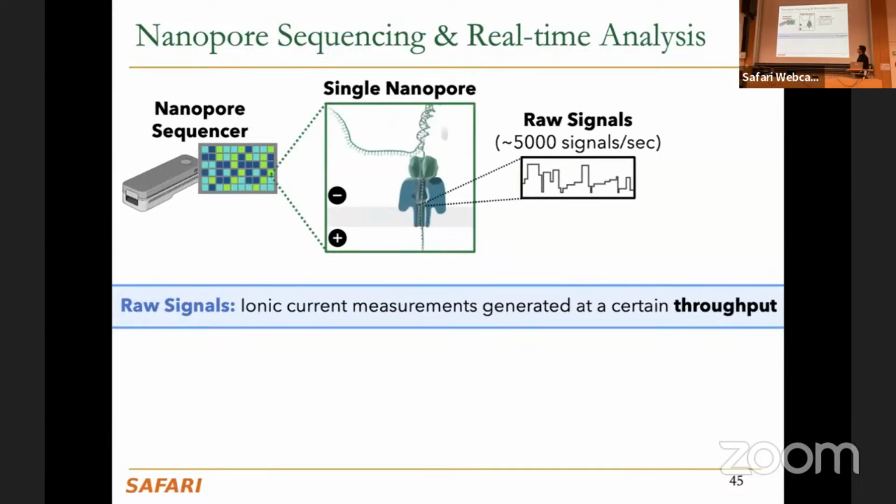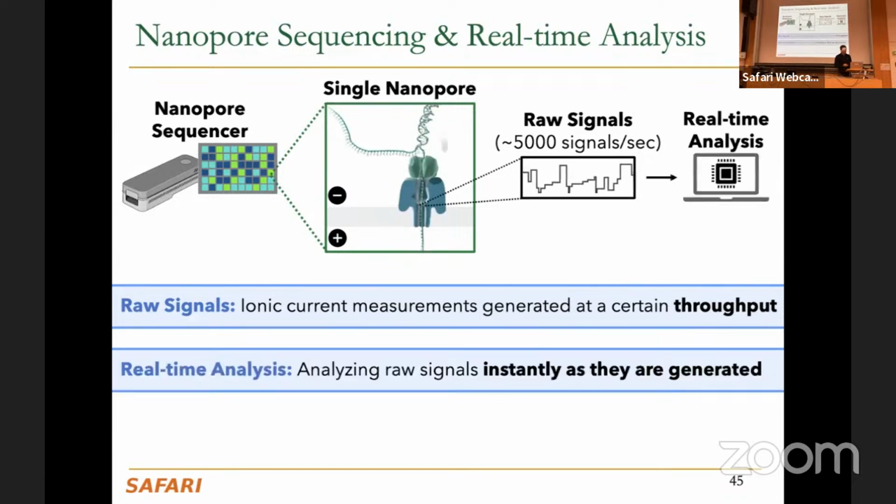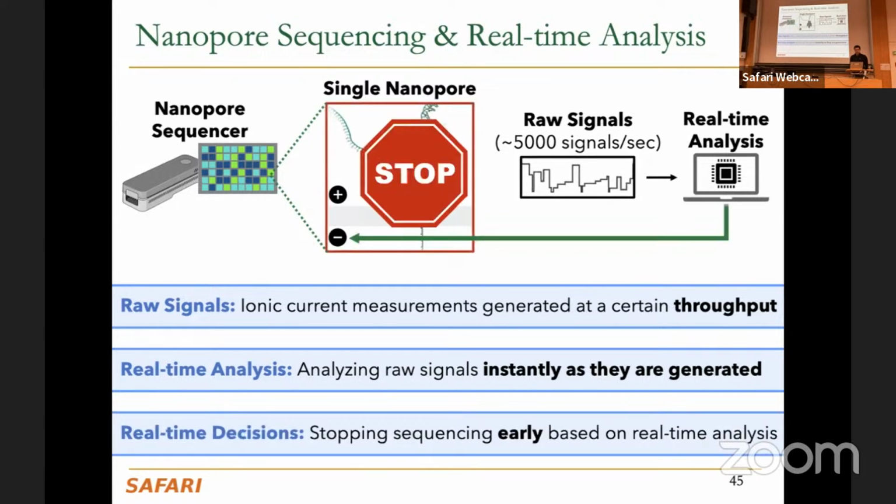And as it moves through, it generates electrical signals. We measure the ionic current changes or disruptions, and these electrical signals are generated at a certain throughput. As this raw electrical signal is generated, we can start analyzing it. We can even perform real-time analysis, meaning we can start analyzing the signals instantly as they are generated. And furthermore, we can even make some real-time decisions.